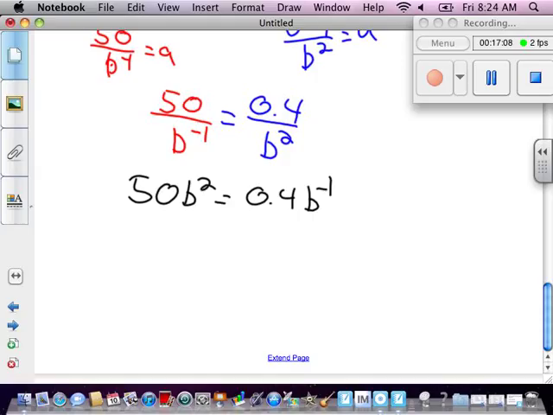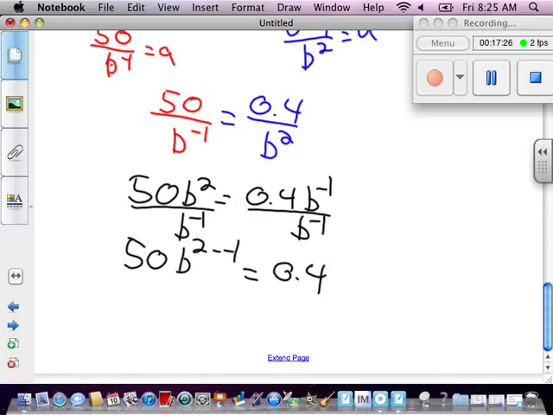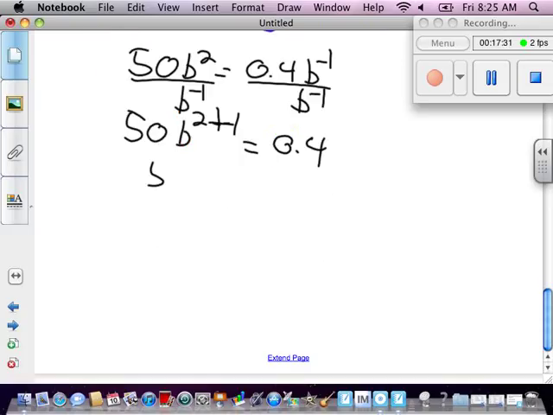Let's get rid of our b's. Divide by b to the -1. We've got 2 minus the -1. So 2 negatives make a positive. We're going to end up with 50b to the 3rd equals 0.4. Then what do we do? Divide by 50. 0.4 divided by 50 gives me 0.008.